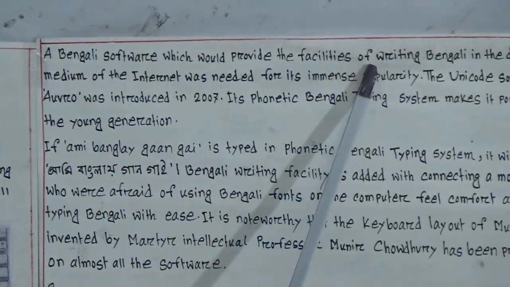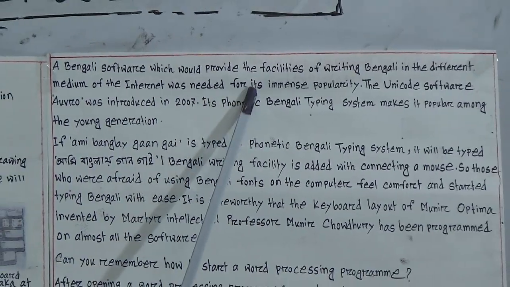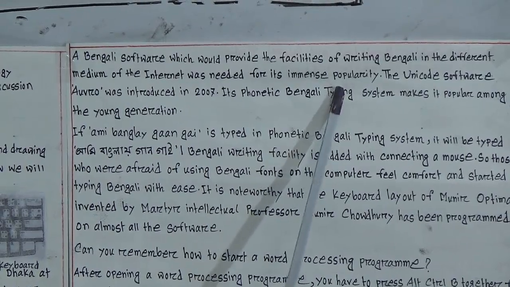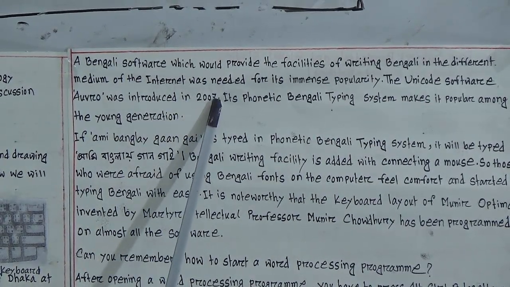A Bengali software which would provide the facilities of writing Bengali in the different media of the internet was needed for its immense popularity. The Unicode software Abul was introduced in 2007.